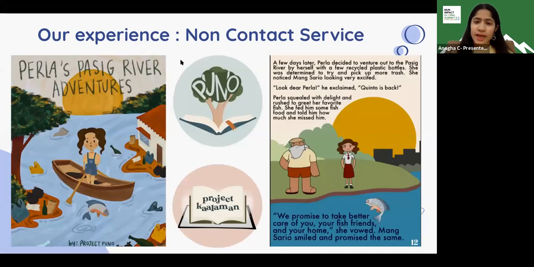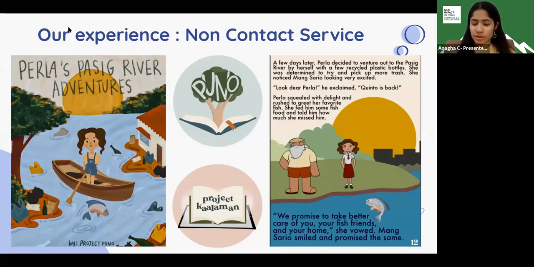Okay, so now we'll be talking about non-contact service. So, examples of virtual ways of giving back that my sister and I have been involved in. This is a recent example. We're part of an organization called Project Puno, which is a youth-led environmental organization. Puno in Filipino means tree.